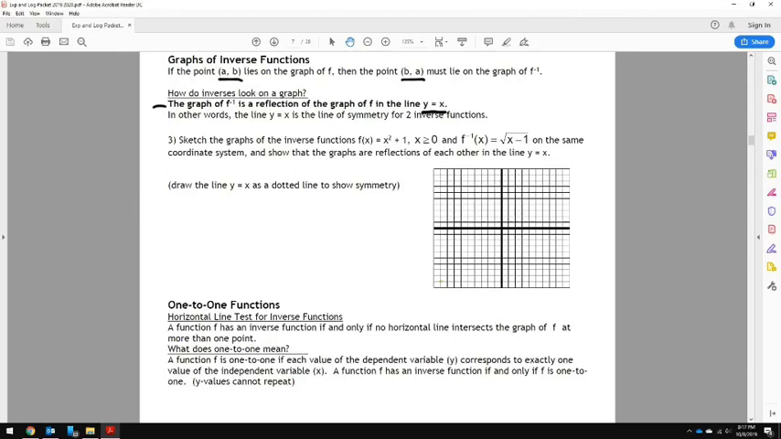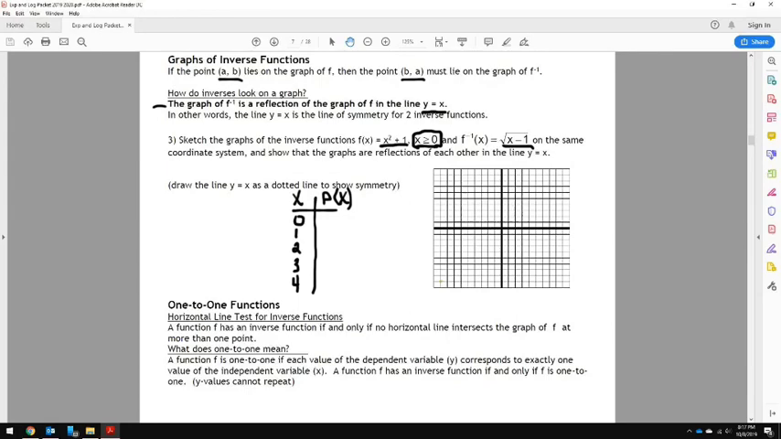So the sketch of the graphs of inverse functions wants us to sketch f of x equals x squared plus 1 for all x values greater than or equal to 0, and then also do it in the same coordinate plane for the square root of x minus 1. So let's go ahead and do a t-chart first to help us out with this. We create a t-chart, x and f of x, and we'll use all the x values that are greater than or equal to 0. So we'll use 0, 1, 2, 3, 4.